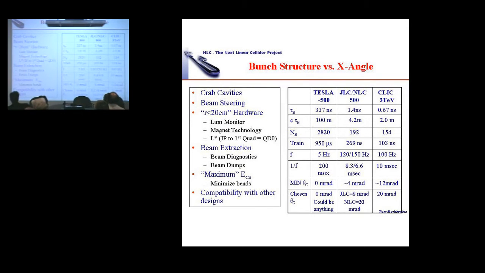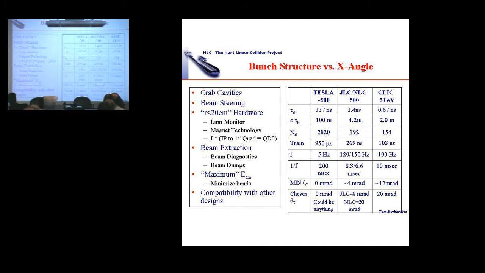So, bunch structure versus crossing angle. In the chart on the right, we've got a number of numbers for the Tesla, JLC, NLC, and CLIC. The fundamental reason for having a crossing angle, of course, is that the interbunch spacing in Tesla is 337 nanoseconds, whereas it's much smaller at JLC and at CLIC. So the distance between adjacent bunches is as listed: either 100 meters in Tesla, 4 meters at JLC, NLC, 2 meters, say, at CLIC.